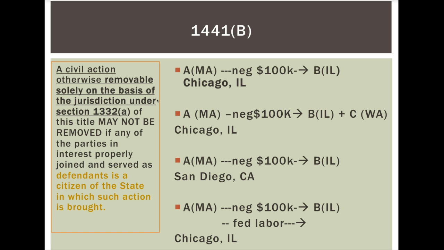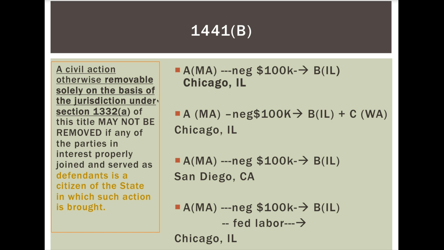First situation: plaintiff from Massachusetts, defendant from Illinois, over $100,000. This should obviously satisfy 1332. There's amount in controversy and there is complete diversity. But the defendant from Illinois cannot remove, because this is a case with solely 1332 SMJ, and the defendant is from the same state where the cause of action was filed, Illinois. So that is barred from removal.